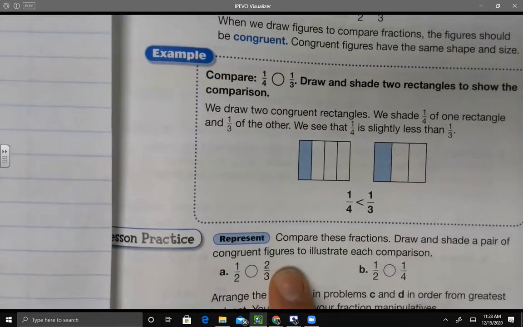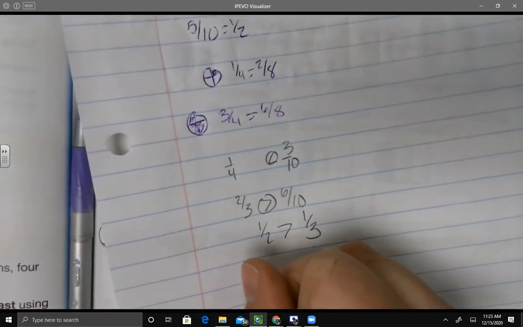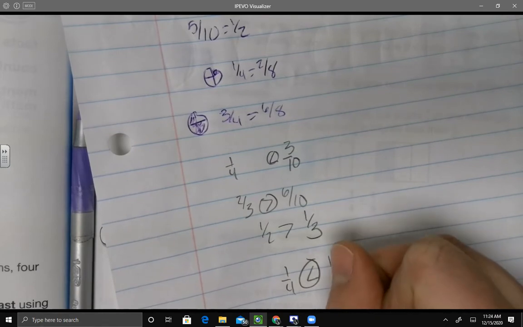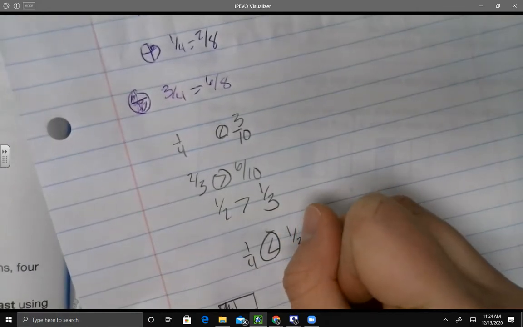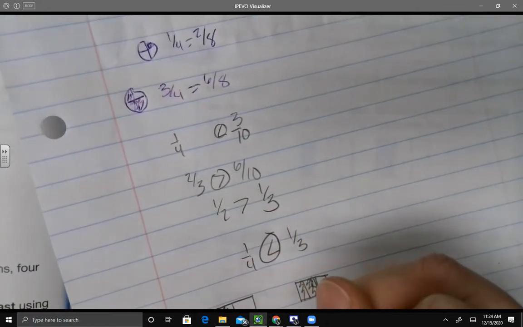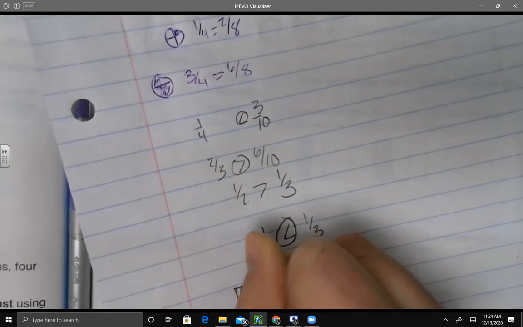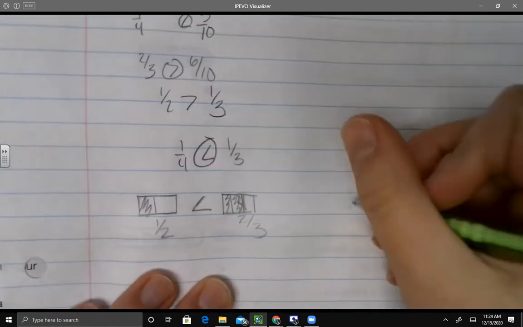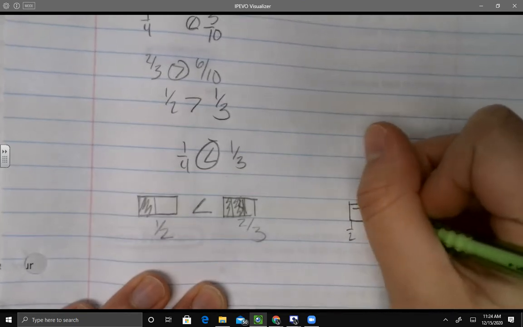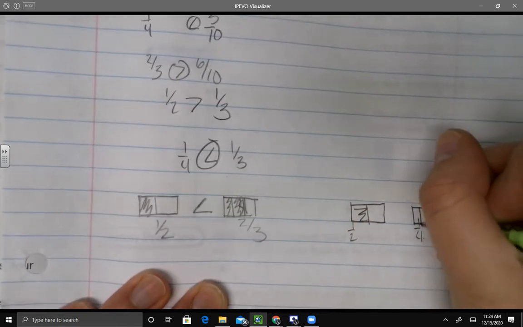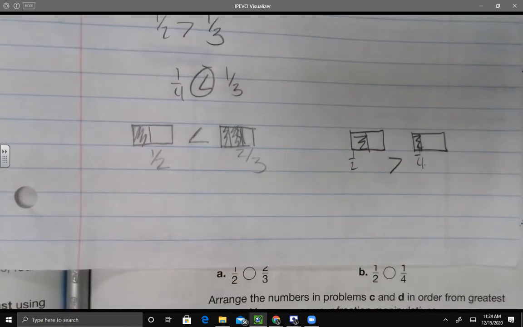So compare these fractions. It says to draw and shade a pair of congruent figures. All right. So let's do that. 1/2. I'm going to draw congruent-ish figures, 1/2 and 2/3. All right, so in this case, 2/3 is bigger than 1/2. All right, and then we have 1/2 and 1/4. So we know 1/2 is going to be bigger because we're sharing with less people.